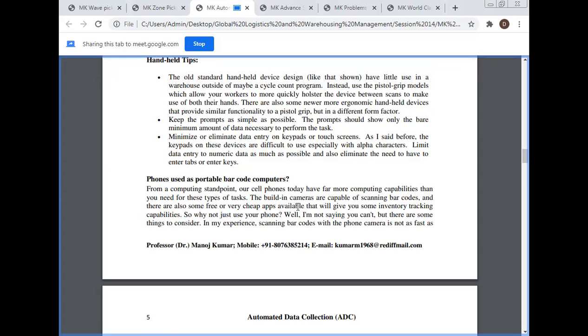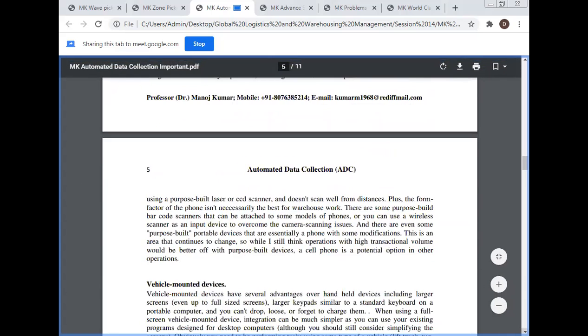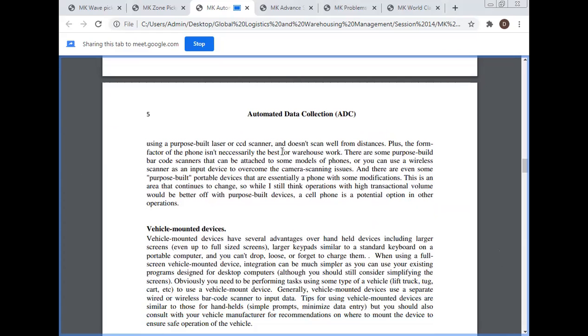Well, I am not saying you cannot, but there are some things to consider. In my experience, scanning barcodes with the phone camera is not as fast as using a purpose-built laser or CCD scanner, and does not scan well from a distance. Plus, the form factor of the phone is not necessarily the best for warehouse work.